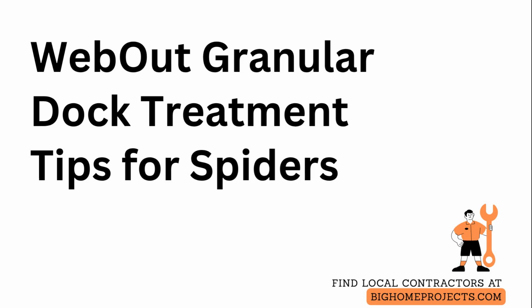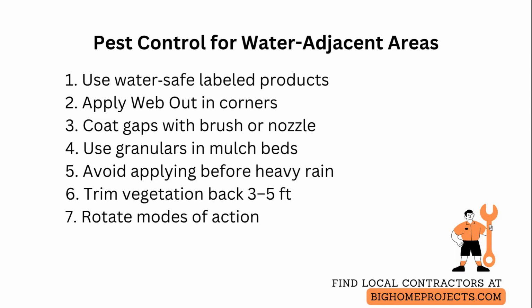Use targeted treatments that move beyond broadcast sprays to protect docks, ponds, and other high moisture areas from spiders and insects. Start by selecting products labeled for use near water and follow the aquatic safety directions exactly. For spider webs on docks and low eaves, apply a residual contact product like the WebOut formulation into corners and seams where webs start to form. Coat small gaps with a brush tip or low-pressure nozzle so the product stays put.